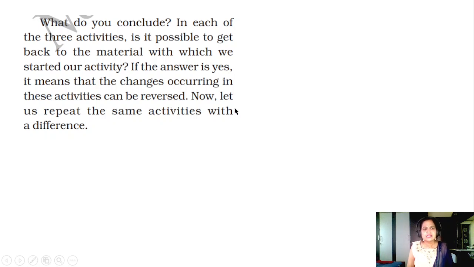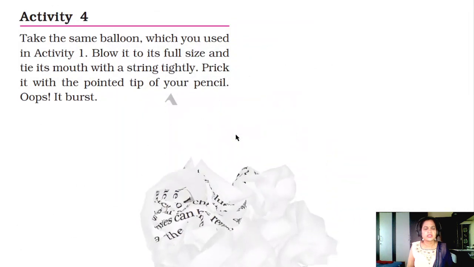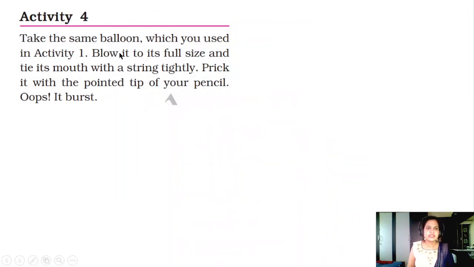Now, let us repeat the same activities with a difference. What is the difference? Activity 4. Take the same balloon which you used in activity 1, blow it to its full size and tie its mouth with string tightly. Prick it with the pointed tip of your pencil. Oops, it burst. It cannot be reversed back to its original size and shape.